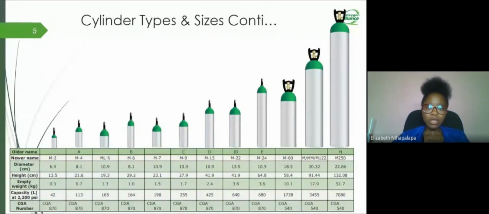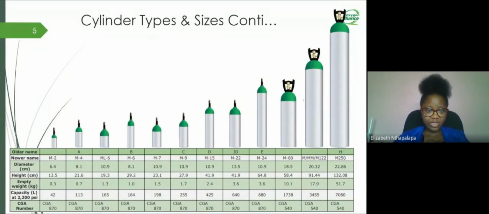And if we look at the very last one, M250 or type H, this one has a height of 132 centimeters, which is big enough to accommodate a lot of gas. It weighs almost 51 kg and its capacity is 7,080 liters. But this one is still at 2,200 psi.